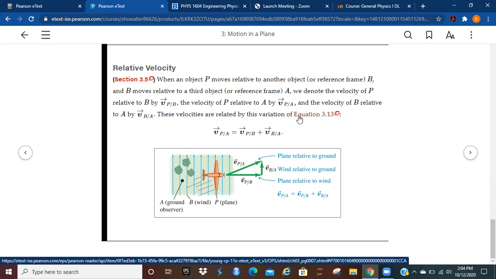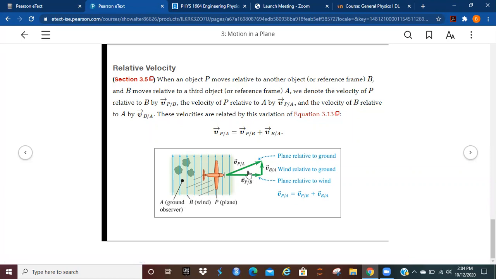So if you take a look at how these velocities are related, you'll see that the velocity of P slash A is the same as the velocity of P slash B plus the velocity of B slash A. And you can see these vector notations here. The velocity vector of P relative to B and the velocity vector of B relative to A is going to give you the velocity of P relative to A.